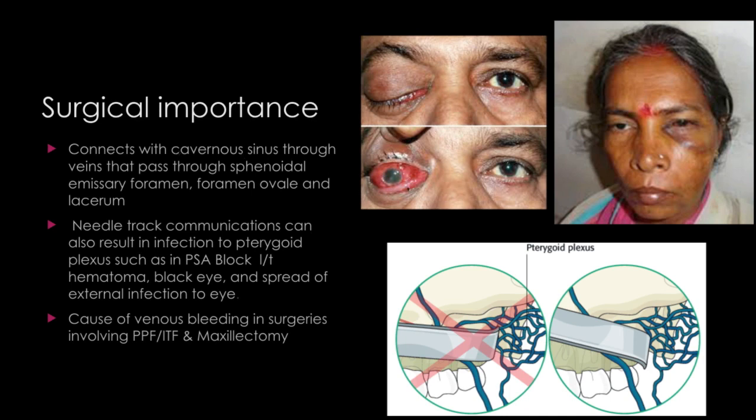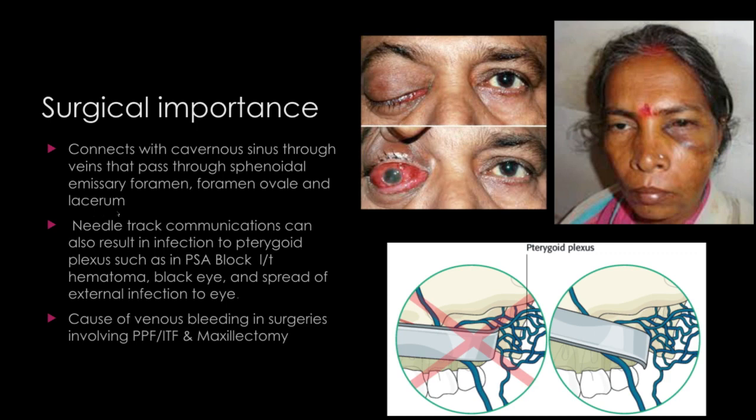As you can see in this picture, this lady's right side eye is affected with proptosis, chemosis and total ophthalmoplegia. So, the connection between the pterygoid plexus and the cavernous sinus is through the sphenoid emissary foramen, the foramen ovale as well as the foramen lacerum.